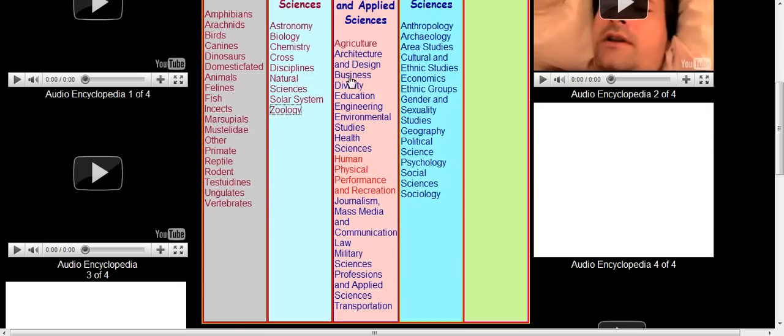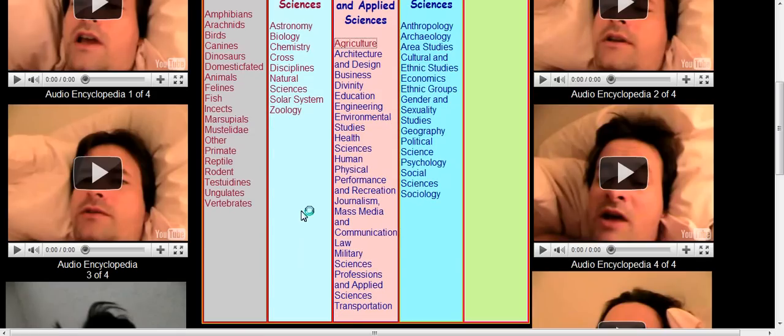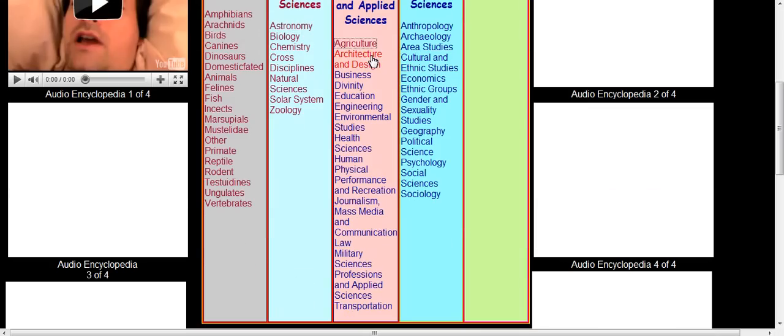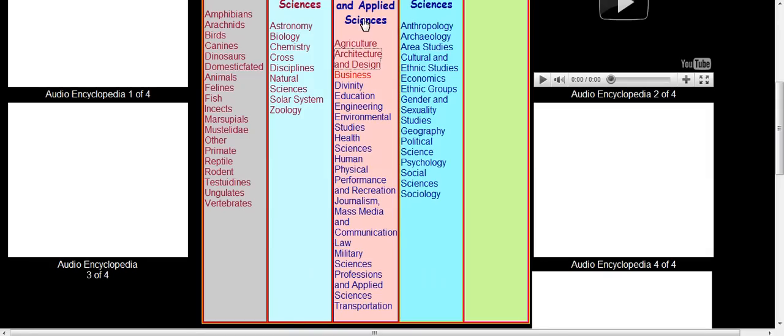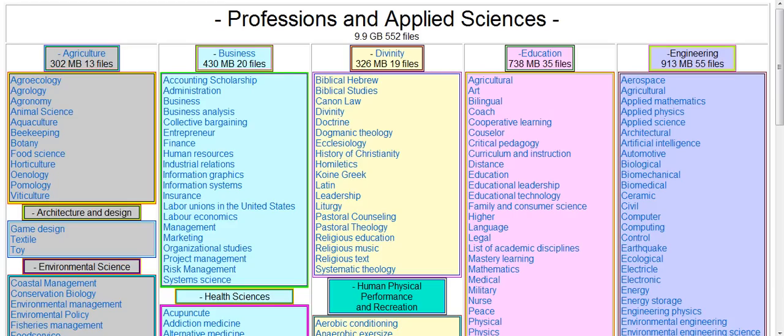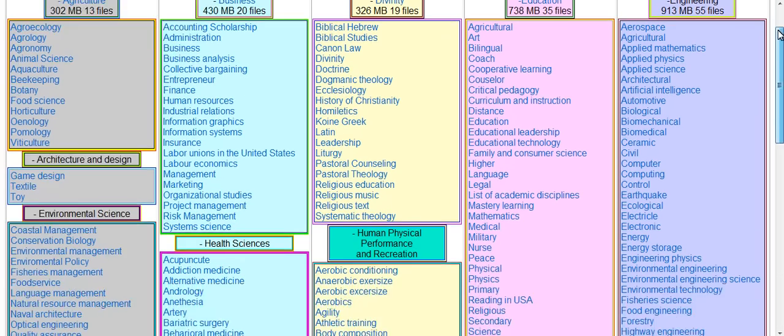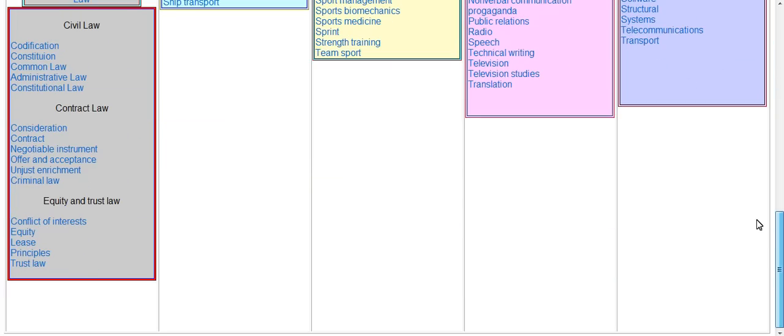Professions and applied sciences. These are all the different professions and applied sciences. Agriculture has all these different kinds of subjects: food culture, horticulture, oenology, pomology, viticulture. Architecture and design, game design, textile, toy. Maybe we can even look at it all divided up if you look at the page here. Yeah, professions and applied sciences. So divinity has 19, business has 20. Business is pretty big, so you can see how big they are compared to each other, the different subjects.